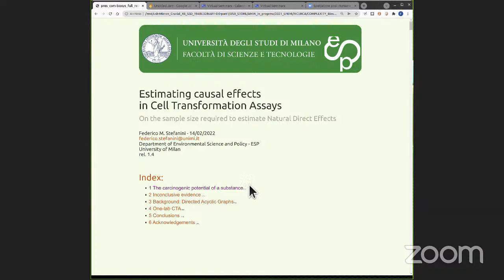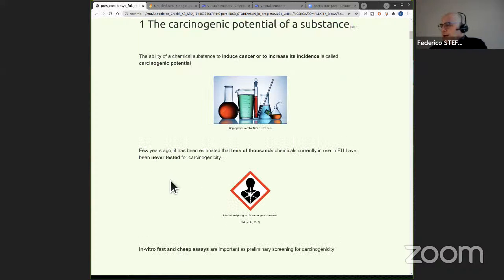So let's start from the very start of cell transformation assay. The ability of a chemical substance to induce cancer is called carcinogenic potential. In 2019, Federico M and co-authors stated that thousands of chemicals remain untested for their breast carcinogenic potential. And the lack of wide testing holds in general even today. So no wonder that in vitro fast and cheap assays are important in cosmetic, food and pharma fields as a first step to probe the carcinogenic potential of substances.